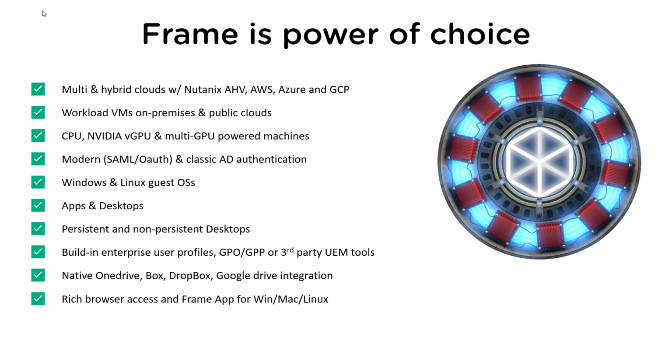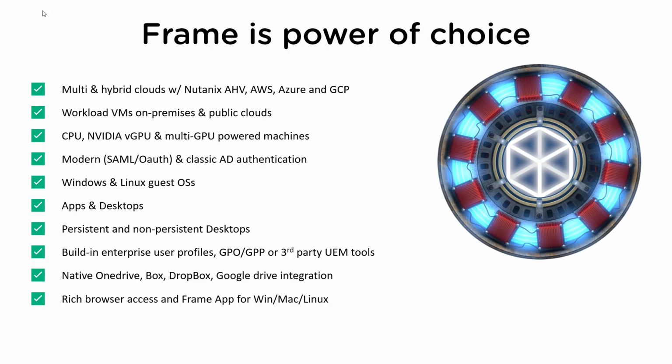So to summarize my story, Frame is power of choice. Choice from a workload perspective: multi-cloud, hybrid cloud, AHV, AWS, Azure, GCP. Choice to run on-prem or public cloud. Choice to run CPU-only machines, to leverage NVIDIA vGPU or NVIDIA GPU or multiple GPU-powered machines. Windows and Linux, apps and desktops, persistent and non-persistent, with built-in one-click features like enterprise profiles. One-click cloud storage integration with OneDrive, Box, Google Drive. And rich access through HTML5 browser and Frame app.